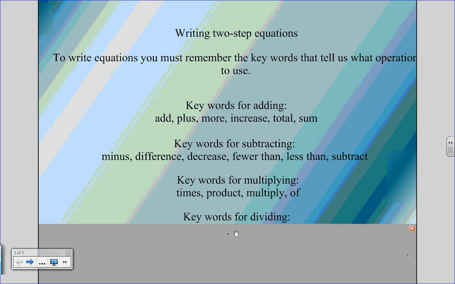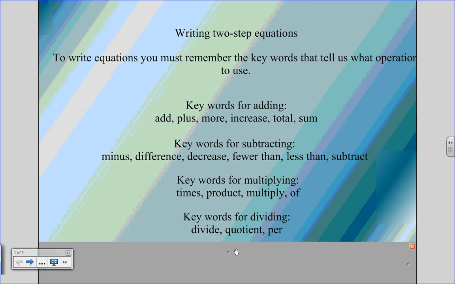And then you got keywords for dividing. Again, only a couple here. Divide, quotient, and per are the words that tell you you're going to be dividing. So make sure you have all those written down. You're going to use them. You're going to have to go back when you're doing these questions and you're doing your homework. We're going to have a quiz on this. When you're studying for the quiz, you need to go over these lists of words. There's not that many for each one. Make sure you know what operations they tell you to do. Makes the problems a lot easier.